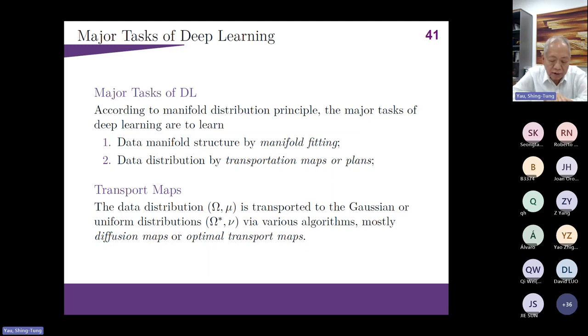In this part, I will introduce how to learn the distributions. The most popular techniques to learn the transportation maps are the heat diffusion method and the optimal transport method. So, according to this manifold distribution principle, the major tasks of deep learning are to learn the data manifold structure by manifold fitting, and the data distribution by transportation maps or plans. The transport maps are described in the following way. The data distribution omega, mu, is transported to the Gaussian or uniform distribution omega star, nu, through various algorithms. Mostly, we use diffusion maps or optimal transport maps.